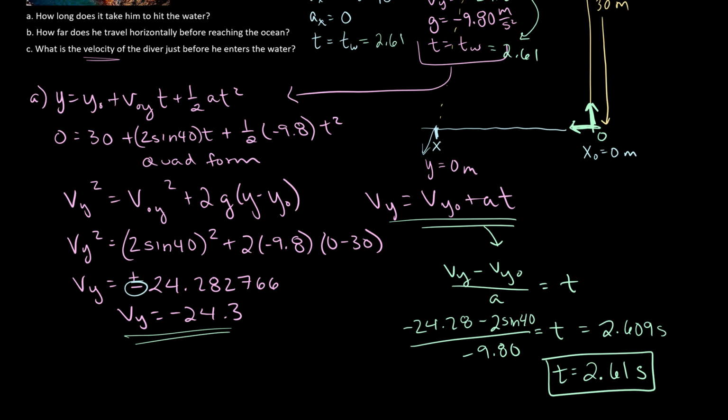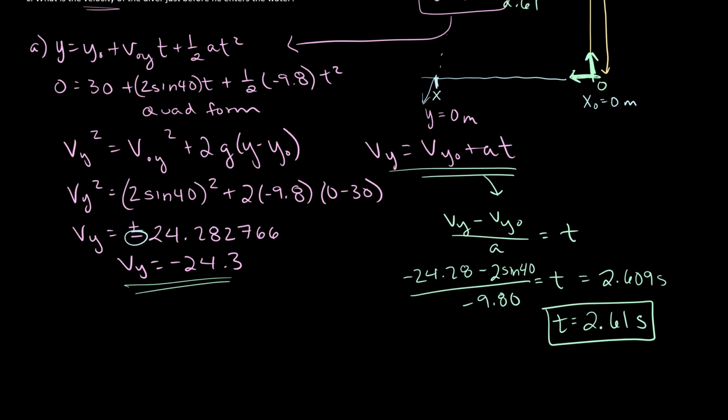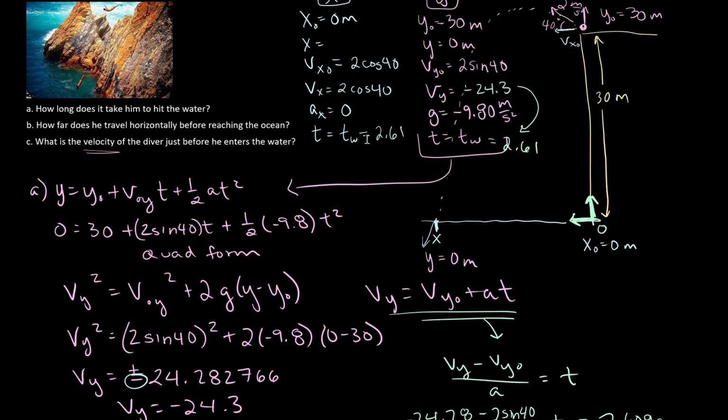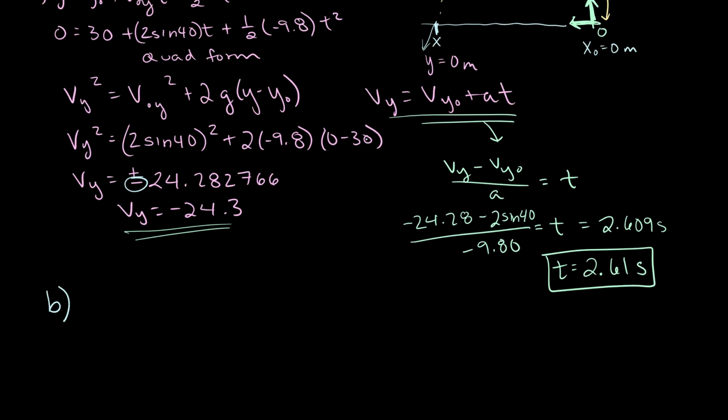So for part B, how far does he travel horizontally before reaching the ocean? For part B, I'm going to actually rewrite. So we know x naught is 0.